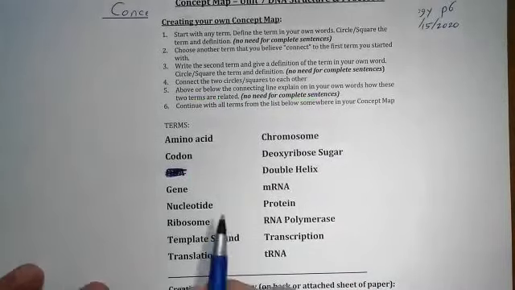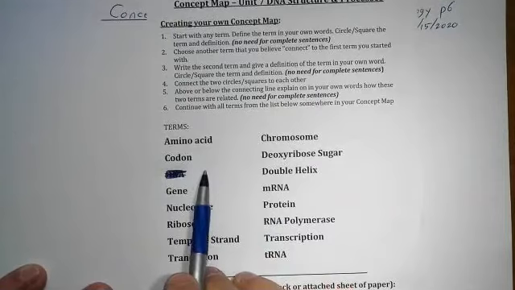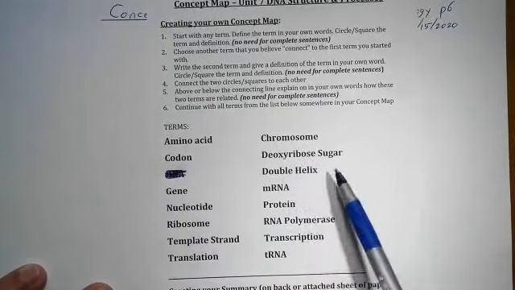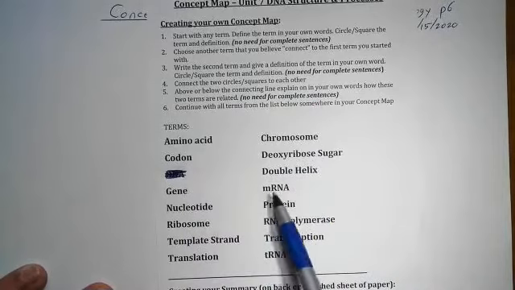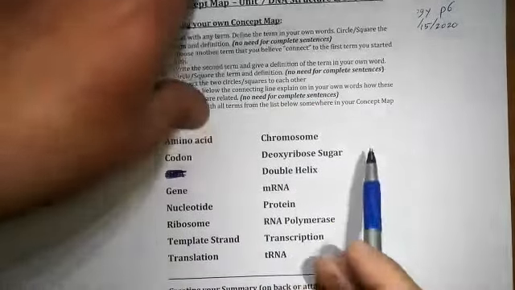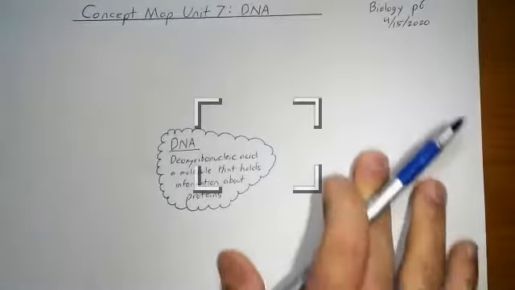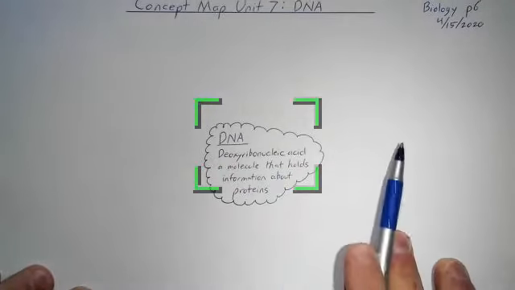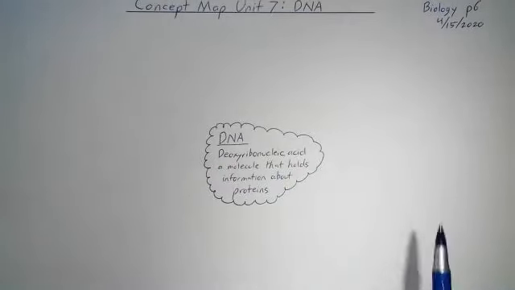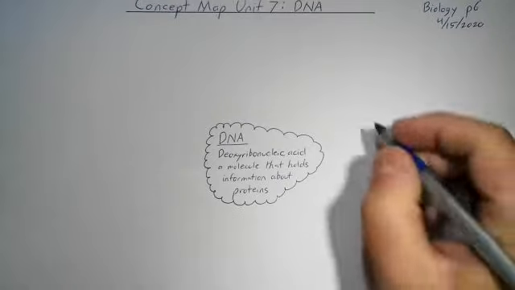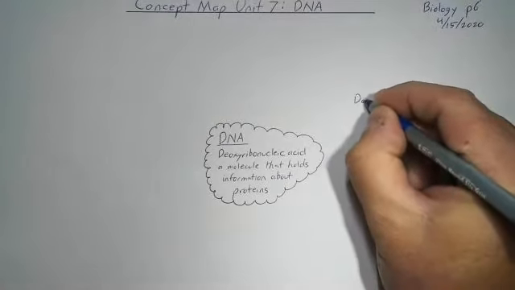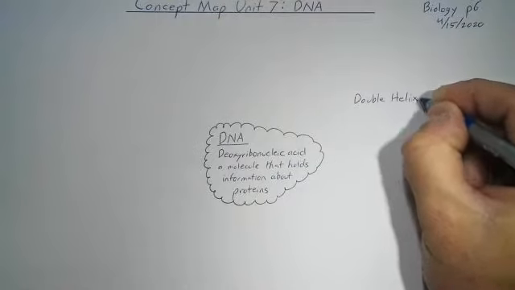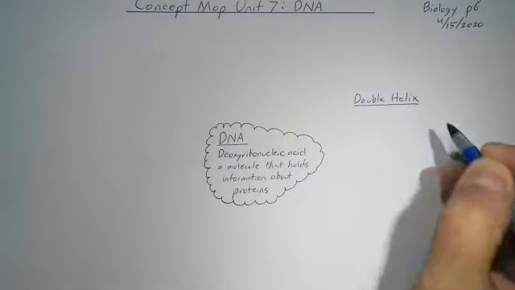Okay, so now I need to find a word on here that connects with DNA. There's a lot of words in here that connect with DNA. Chromosome, deoxyribose sugar, double helix, gene. I'm going to go double helix. Let's just try one. So I'm going to put double helix somewhere on here. I can put it up top, I can put it left, I can put it right, I can put it all over the place here. It's really what you want to go with. So I'm going to put it over here. Double helix. Put a line underneath it.